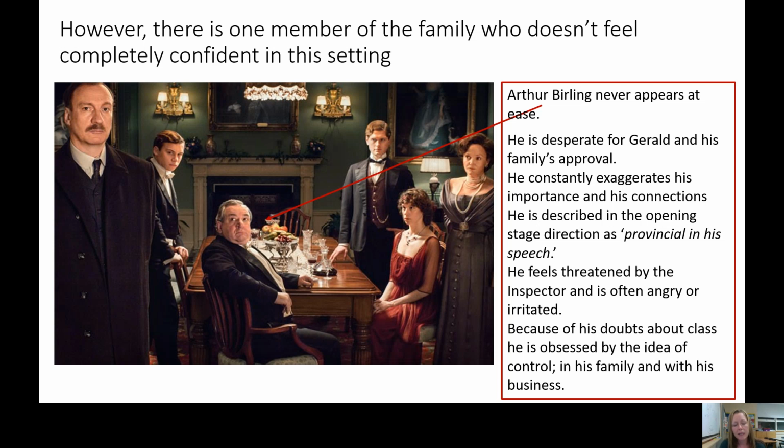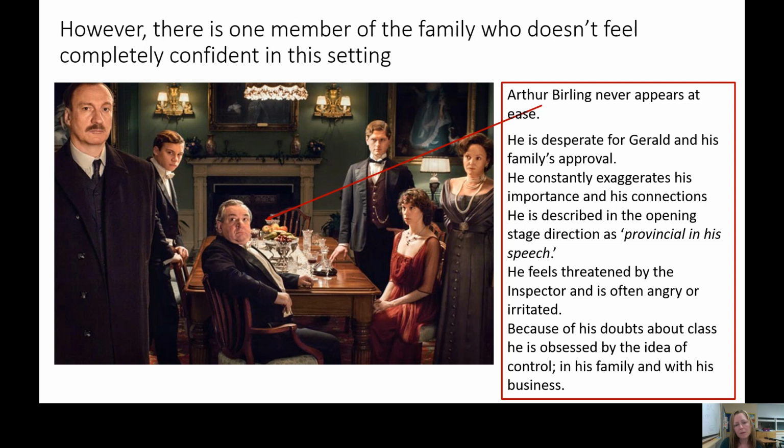And Mr. Birling seems very ill at ease, even from the outset. He's desperately trying to gain the approval of the Crofts. He's always sort of trying to build himself up and exaggerate how important he is. He seems desperately insecure, really, in many ways, doesn't he? And he is immediately threatened by the inspector. And the fact that the inspector is so unflappable makes that worse.